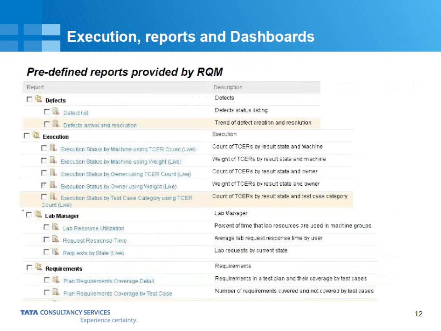And we have some sets of reports under lab manager. We have lab resource utilization, which is the percent of time that lab resources are used in the machine groups. Request response time, and request by state, meaning lab requests by current state. State means whether it's approved or still in progress. All those things you can see.